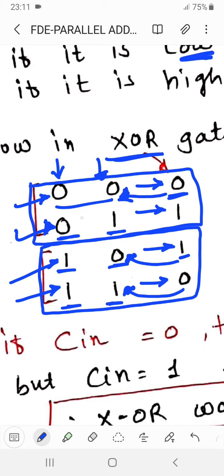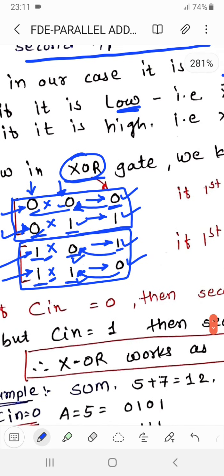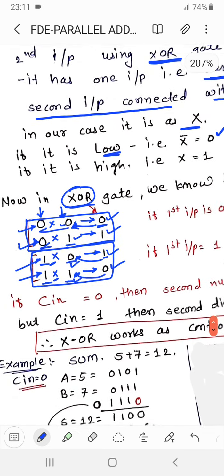So this is my x. If my x is 0, automatically my XOR gate output is equal to the second input. While if my x is 1, my output is the complement of my second input. That we have discussed in great depth just before this page.